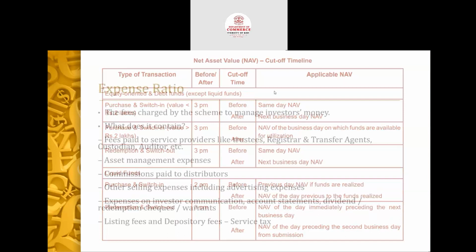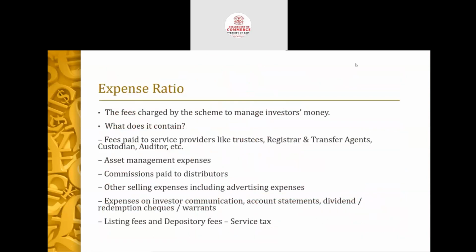Now, another important terminology. One was NAV, and the next one is the expense ratio. While explaining regular and direct, I have already told that in regular, we have a higher expense. Mutual funds also charge fees, because they do not do this for charity, right? They charge fees for managing the investors' money. There are various expenses incurred by the mutual fund trust. They have to pay fees to registrars and transfer agents, to the auditors, and to custodians. So they need to charge these fees.